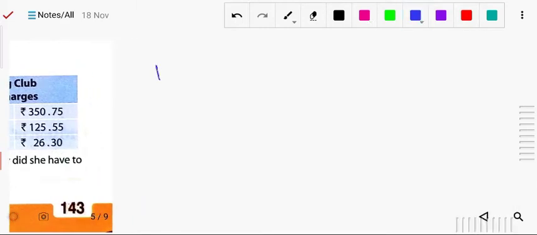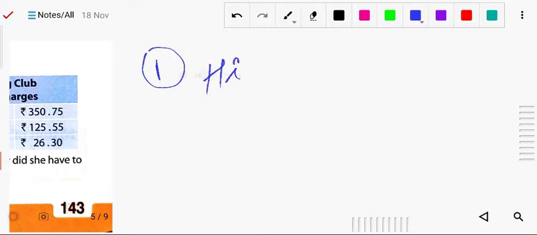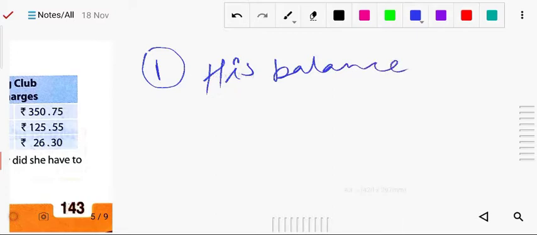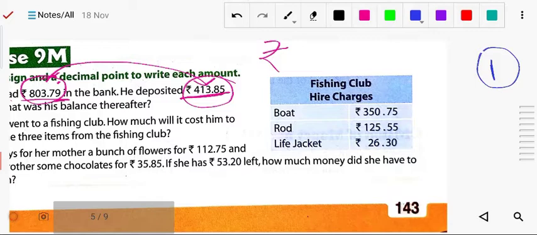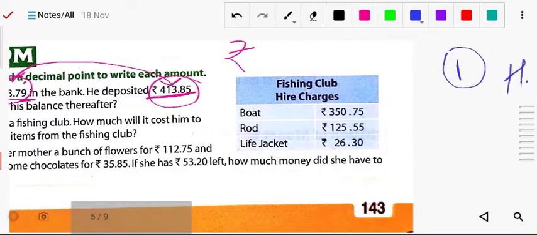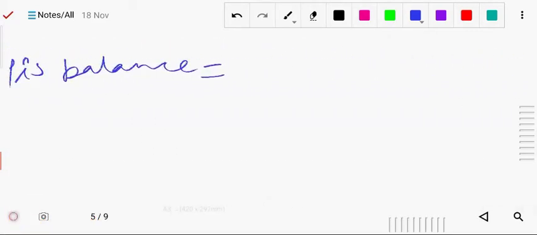Number one, you can write his balance, so total balance. That will be equal to what was the amount earlier, rupees 803.79 and rupees 413.85. So do it.